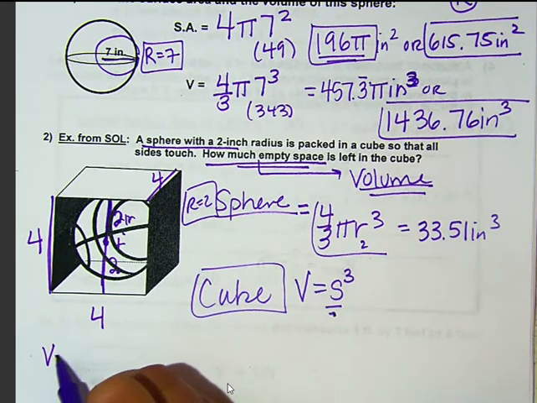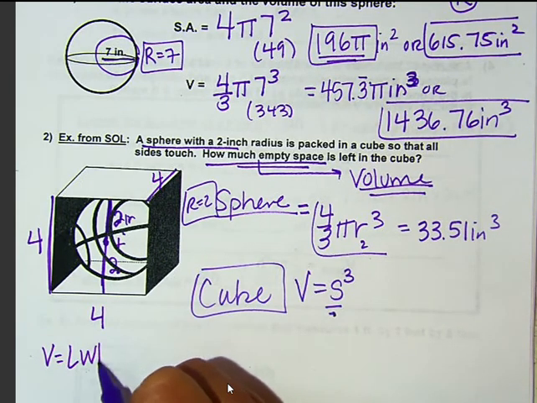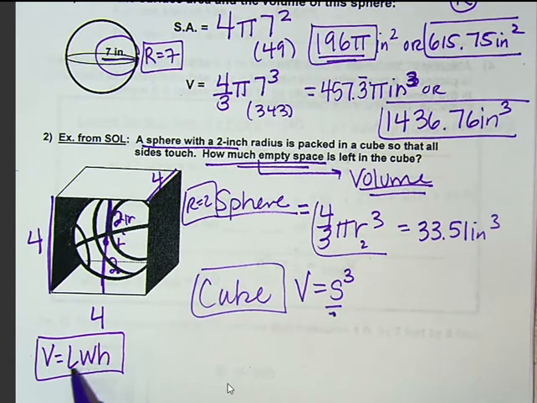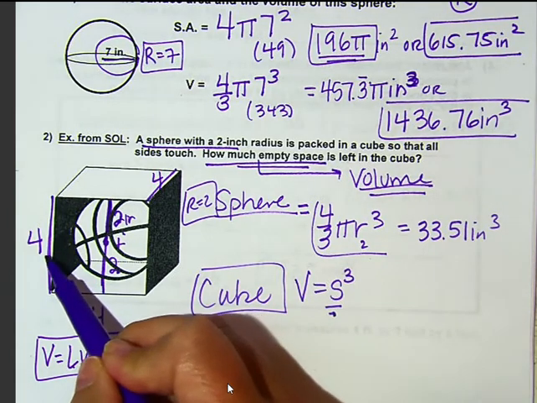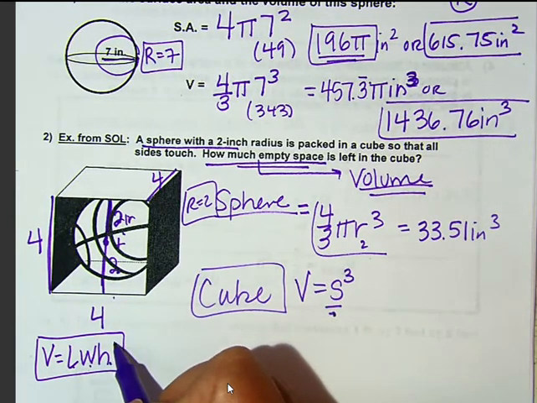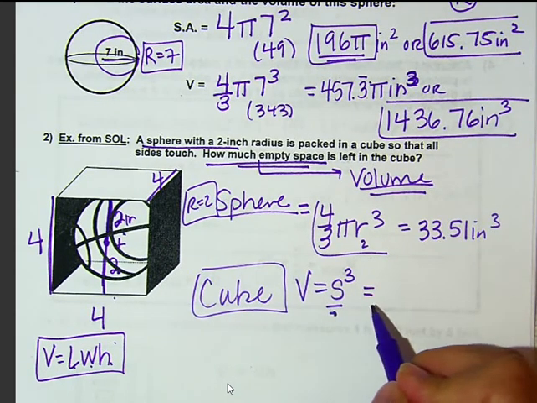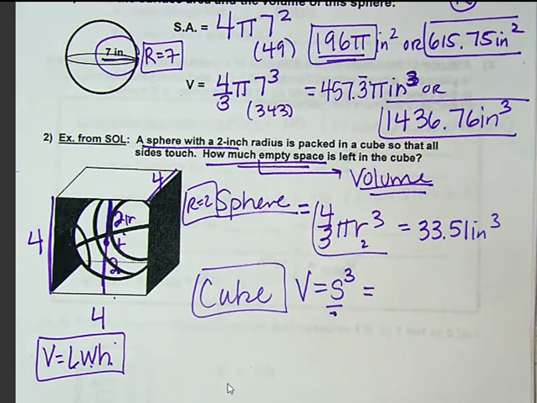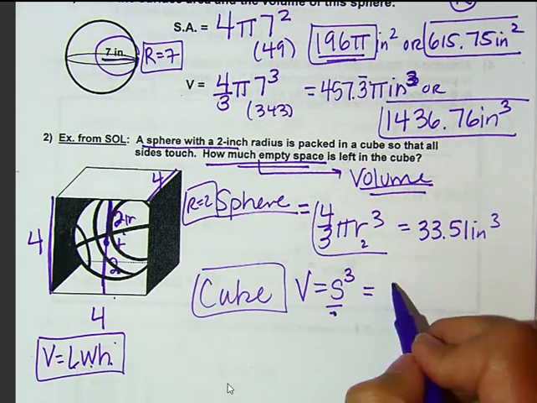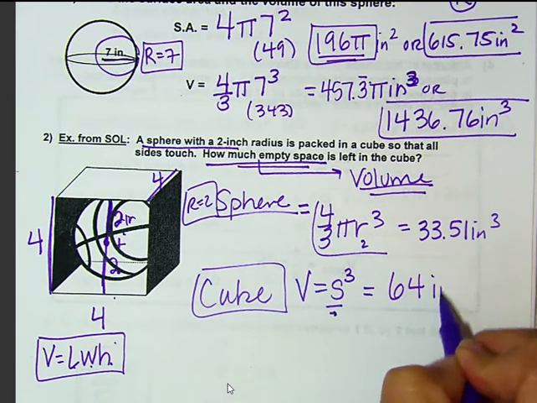It's also the volume of a prism. Any kind of prism is length times width times height. And in this case, my 4 are all my length, width, and height. And that's why it's s cubed. So this is going to be 4 times 4 times 4. So 4 to the third power is 64 inches cubed.